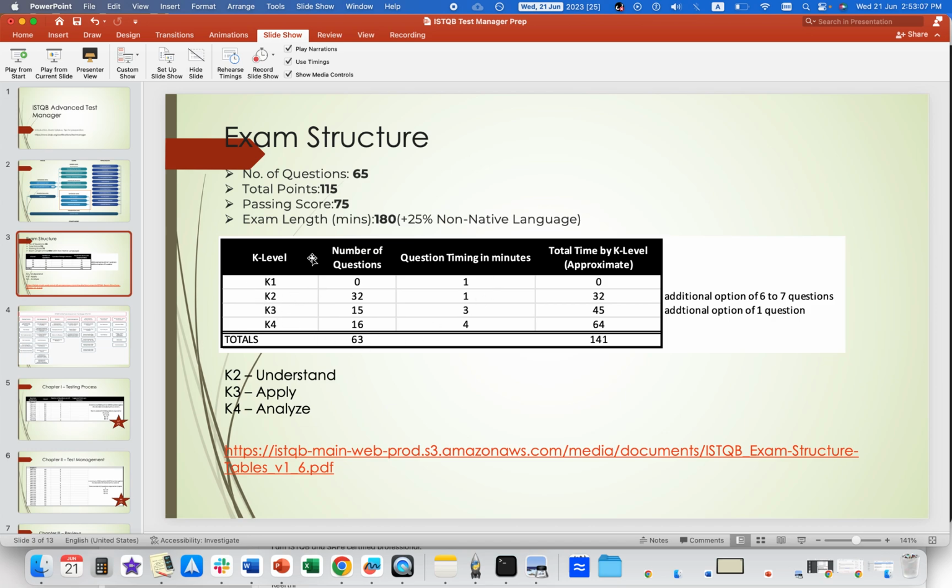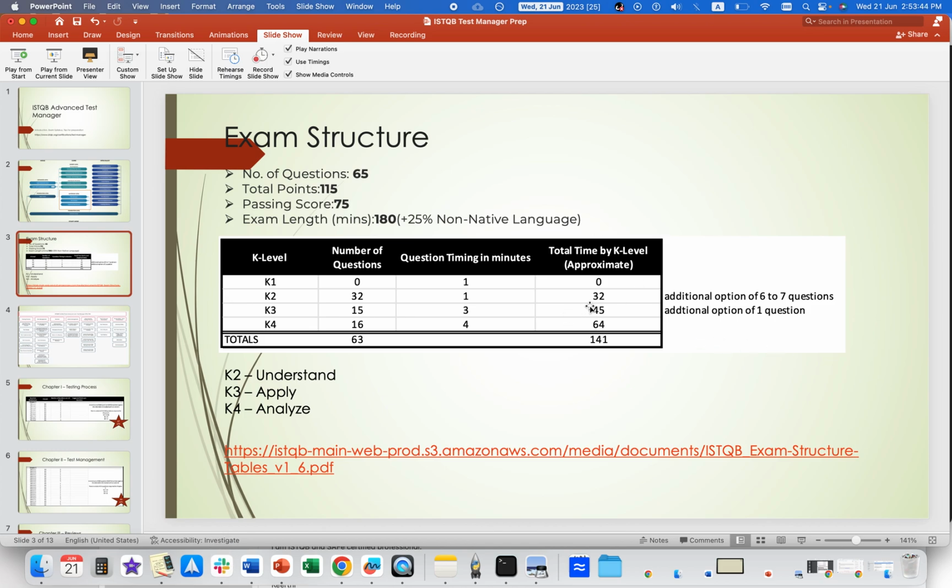And these are the K levels, and how the number of questions is distributed between the K levels is shown here. There is no K1 actually in the advanced course. K2 means understand, K3 is apply, K4 is analyze. So you can expect around 32 questions for K2, 15 questions for K3, and 16 questions for K4. So a total of 63 questions is mentioned here, but this is a rough estimate. And for K2 you can also expect an additional 6 to 7 questions, and for K3 an additional 1 question. So that is how the distribution is.